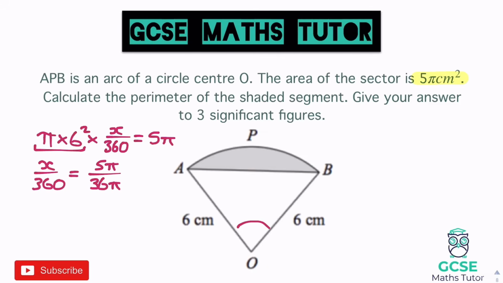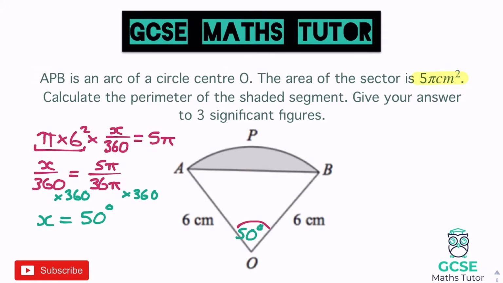Now to get x on its own, we'll just want to times both sides by 360. Obviously you can type these all in on the calculator, but I just want to times by 360. And that's going to give me my value of x, which is my angle. So let's type that in. We've got 5 pi over 36 pi, and then we're going to times that by 360, and that gives us a perfect answer of 50. Obviously, if you'd rounded those to decimals, you might not have got a perfect 50 here. So if you can leave it in terms of pi, leave it in terms of pi. But there we go. We've got 50 degrees there. Let's write that in, 50 degrees.